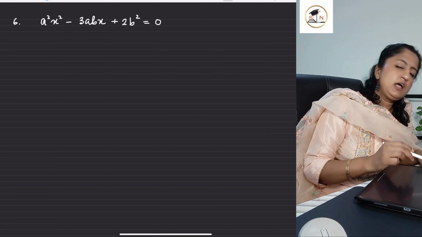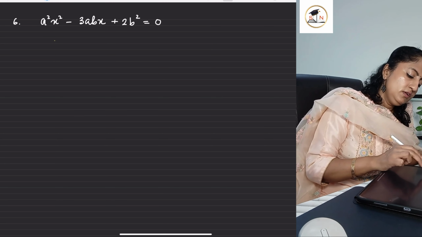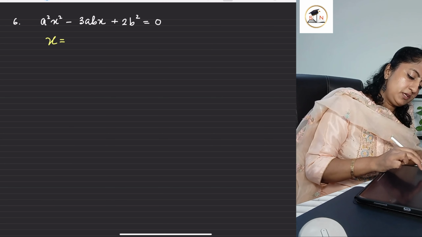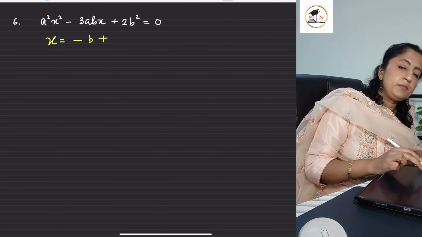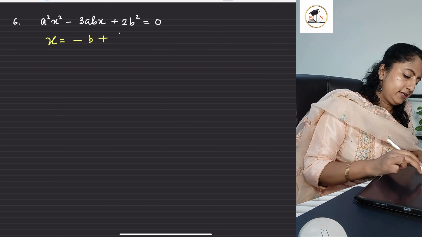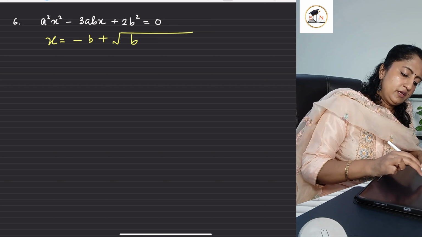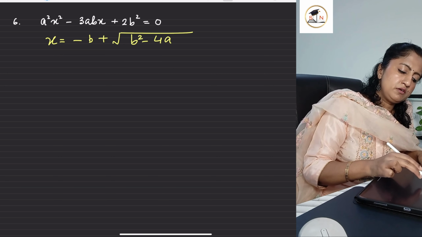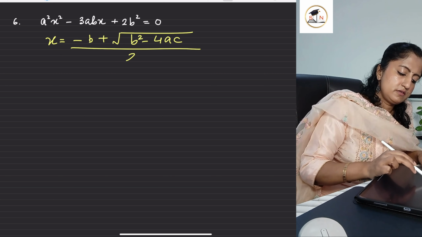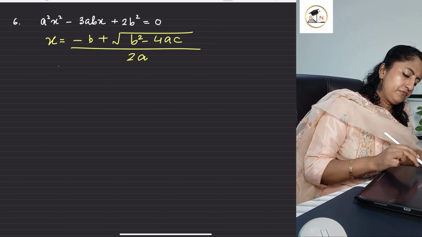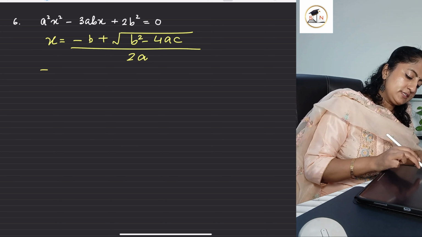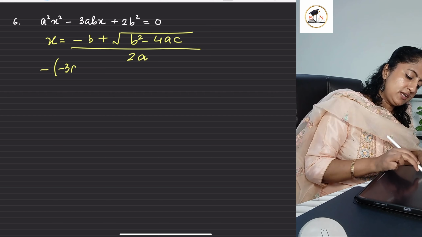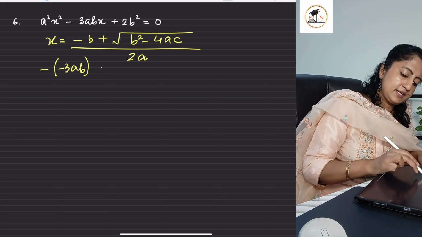Okay, let's see how to do that. First, writing the quadratic formula. No matter how many times we apply it, we have to write it. Writing the formula has its own marks in the steps. Okay, now minus b. So instead of minus b, we will have minus of minus 3ab. That was the second coefficient, right?